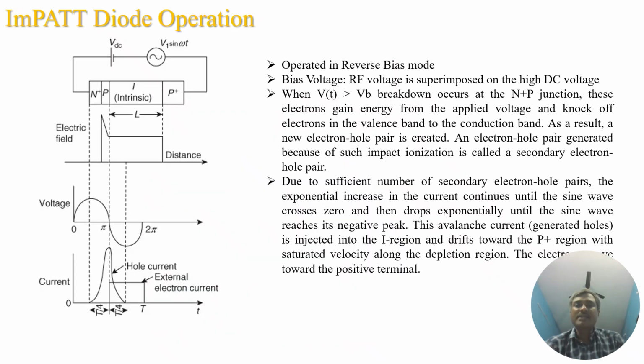An IMPATT diode is operated in reverse bias mode. This bias voltage is a combination of an RF voltage superimposed on a high DC voltage. Whenever the applied external voltage exceeds the breakdown voltage, the electrons gain enough energy from the applied voltage and knock electrons in the valence band into the conduction band. As a result, new electron-hole pairs are generated. These newly generated electron-hole pairs are called secondary electron-hole pairs. Due to the sufficient number of secondary electron-hole pairs, the exponential increase in the current continues until the sine wave reaches zero. Then it drops exponentially. Due to this, avalanche breakdown will occur and an enormous amount of current flows through the diode.